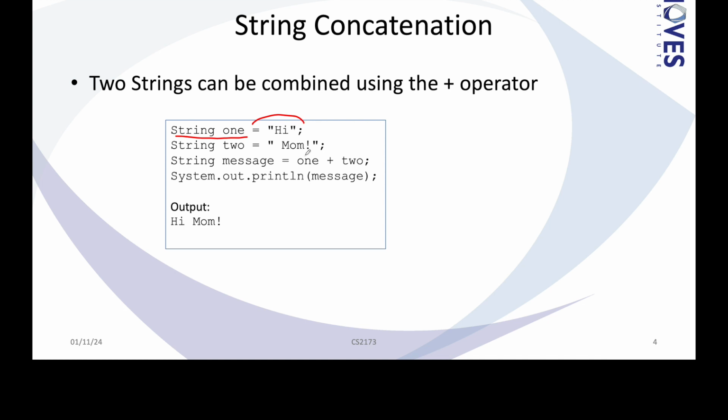The consequence of immutability: if I just do this and leave that hanging, then nothing is going to happen. What this does is take two immutable strings, create a third immutable string, and assign that to this string variable. Okay, so there's a lot of stuff going on.